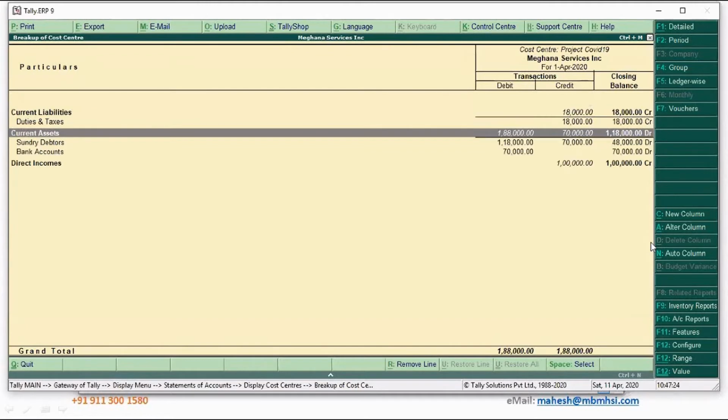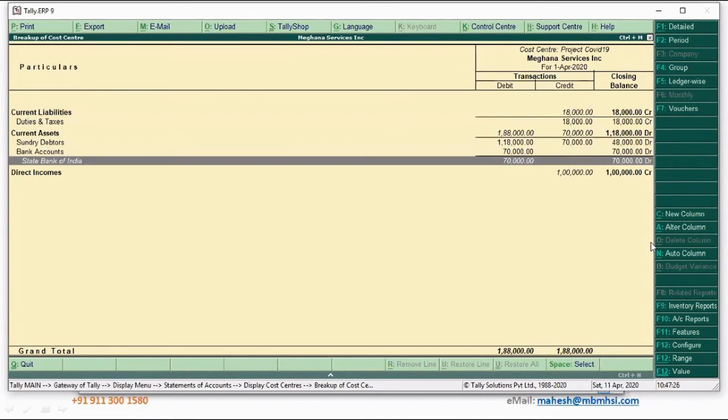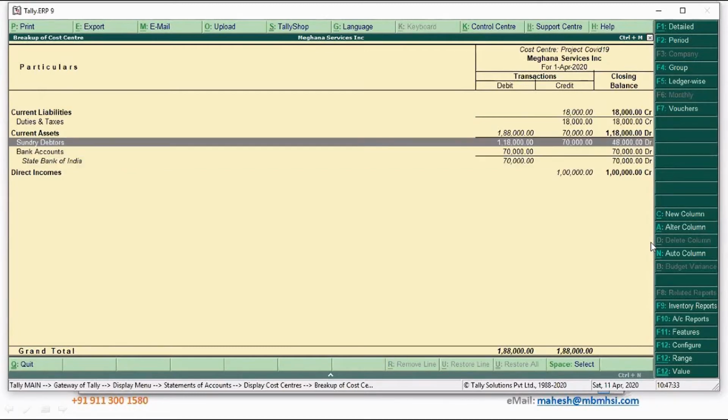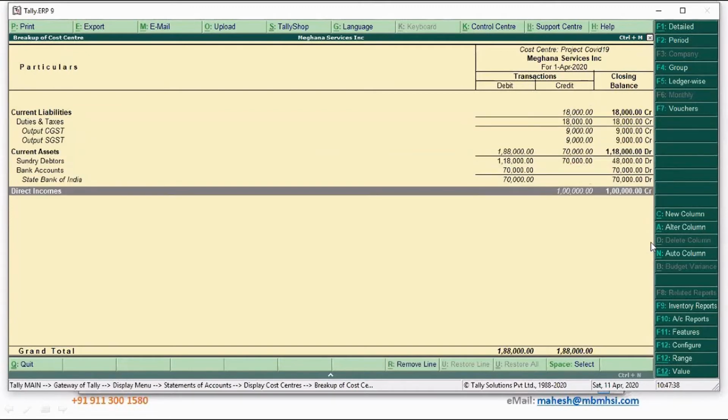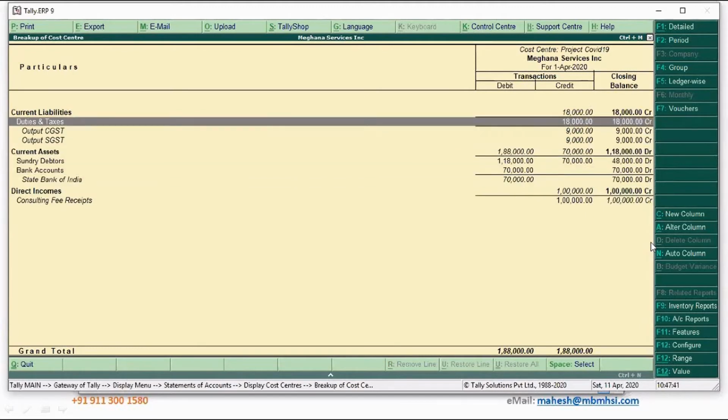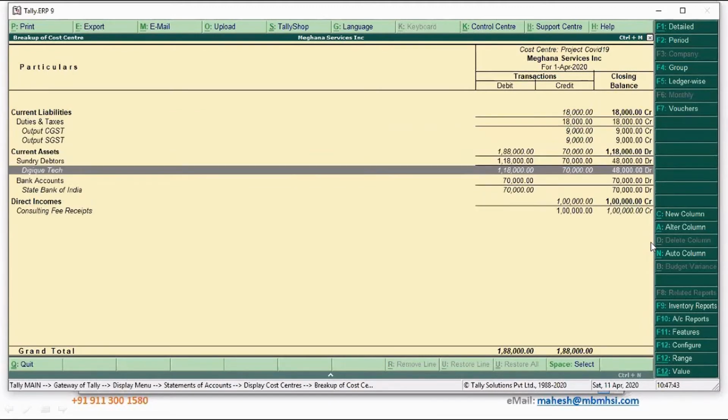I know what is the cash balance, bank balance that is available against this project, because I have received 70,000 against this project. What is the tax that I have accounted against this project? What is the income that I have earned against this project? What is the debtors balance I need to collect against this project? Everything is available as part of the reporting. So this is exactly what any service business looks forward to if they are into project mode.